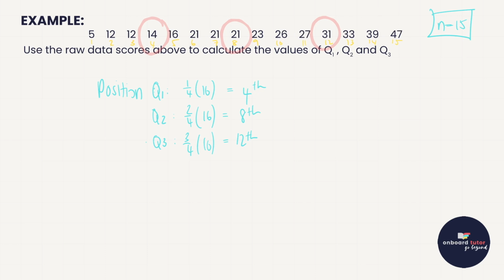So to finish off this question, Q1 is equal to 14, Q2, same as the median, is equal to 21, and Q3 is equal to 31.